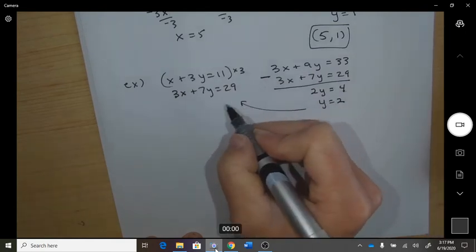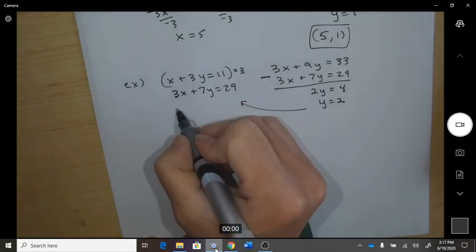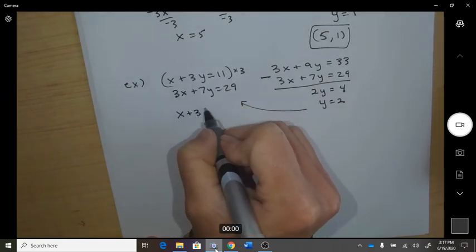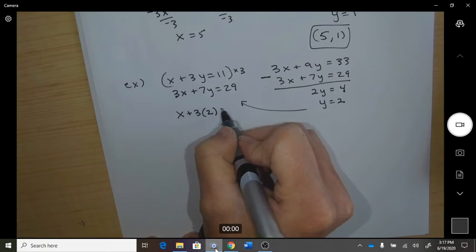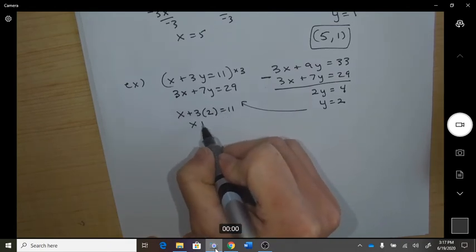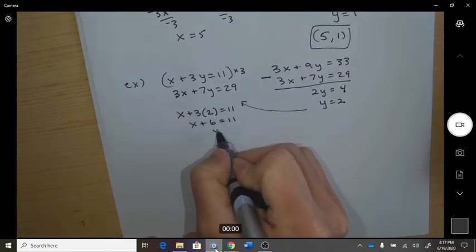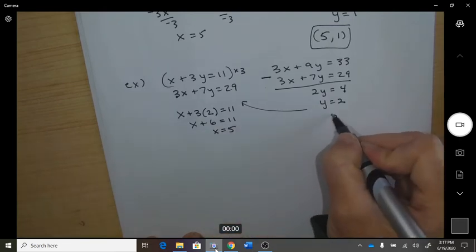Going back, I'm going to plug it in to that. X plus 3 times that y value. So x plus 6. So x is 5.